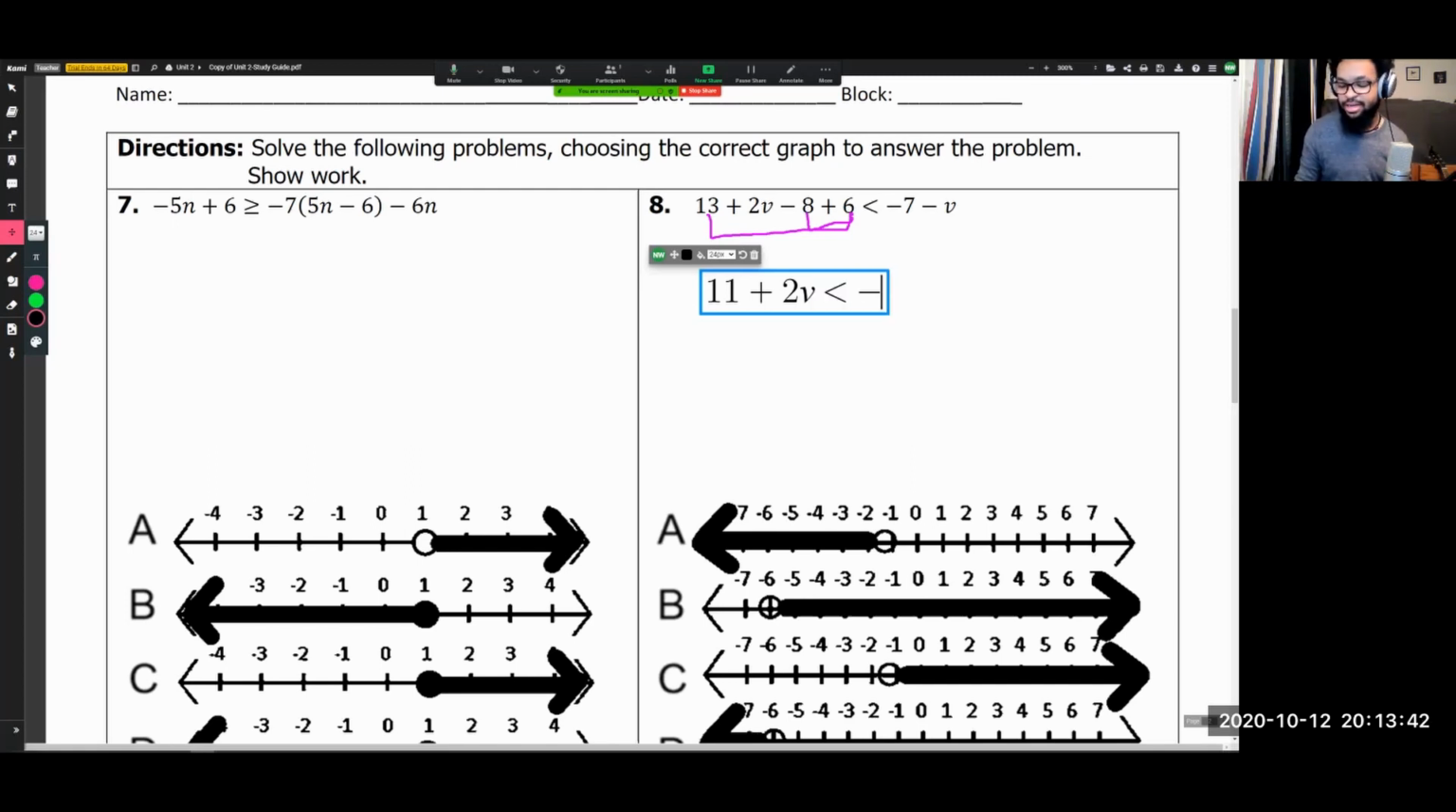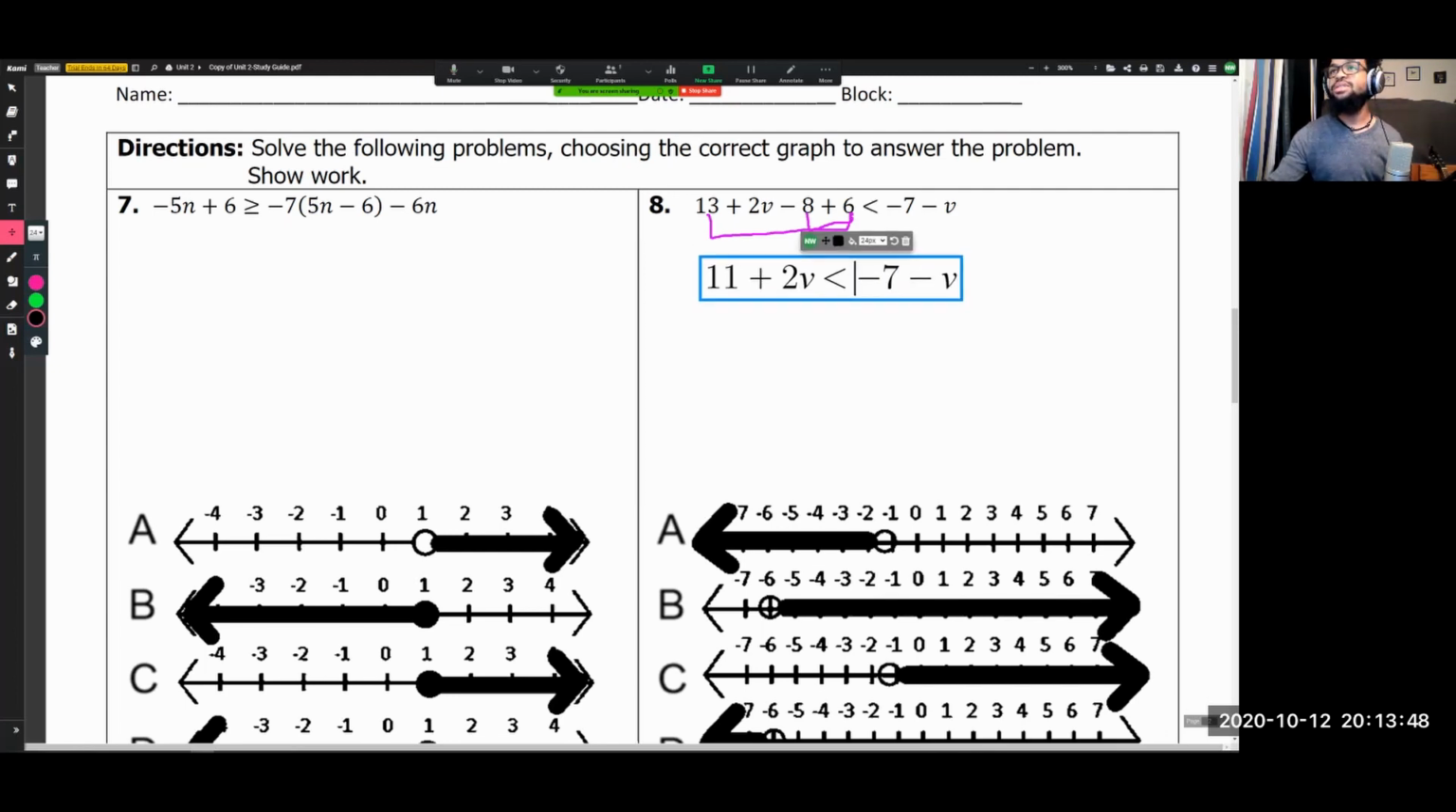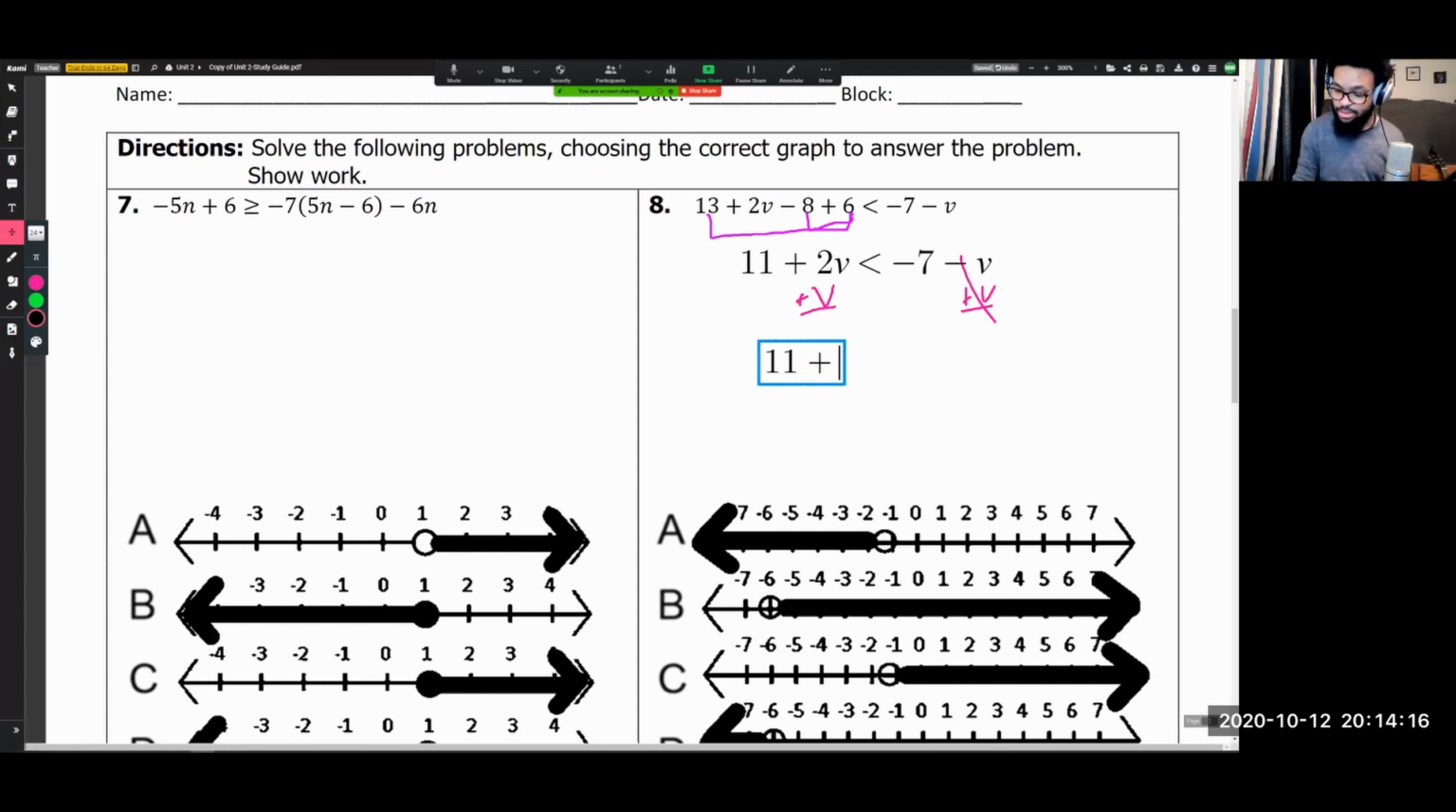I don't have to combine any like terms on the other side. But now I have this v on this side. I want to bring this v over. So I'm going to add v to both sides. Plus v on both sides. That goes to 0. 11 plus 2v, and then I'm going to add v to this side as well. And so what I get is this 11 plus 3v, since 2v plus v is 3v, is less than negative 7.